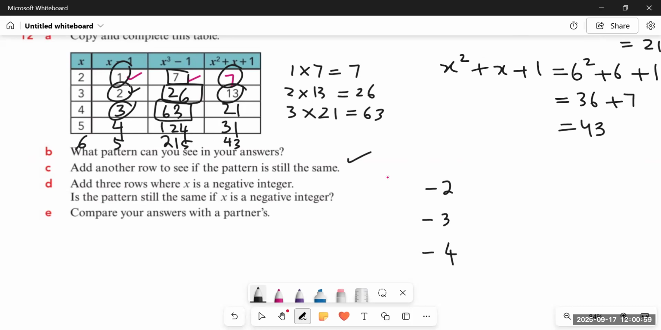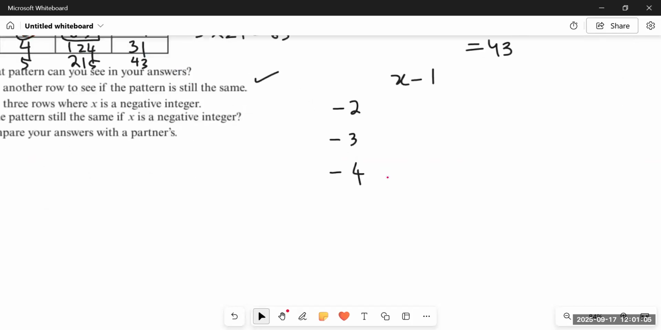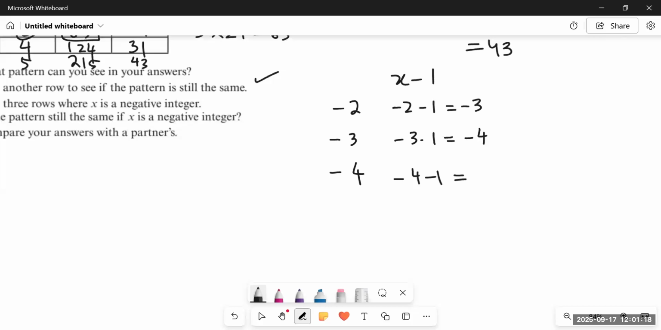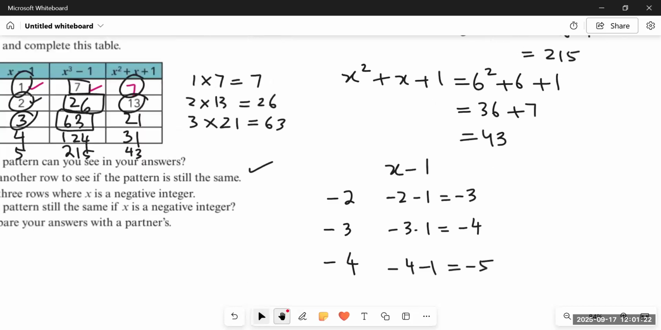So in case x is minus 2, x minus 1 would be minus 2 minus 1, that is minus 3. Then minus 3 minus 1 is equal to minus 4. Then minus 4 minus 1 is equal to minus 5. So the answers to the first column, x minus 1, would be minus 3, minus 4, minus 5.